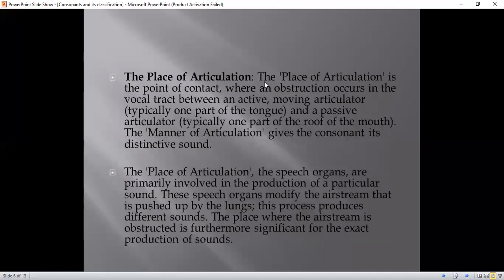So this is the place of articulation. The place of articulation is the point of contact where an obstruction occurs in the vocal tract between an active moving articulator and a passive articulator. The manner of articulation gives the consonant its distinctive sound. In the place of articulation, the speech organs are primarily involved in the production of a particular sound. These speech organs modify the airstream that is pushed up by the lungs, and this process produces different sounds. The place where the airstream is obstructed is furthermore significant for the exact production of sounds.